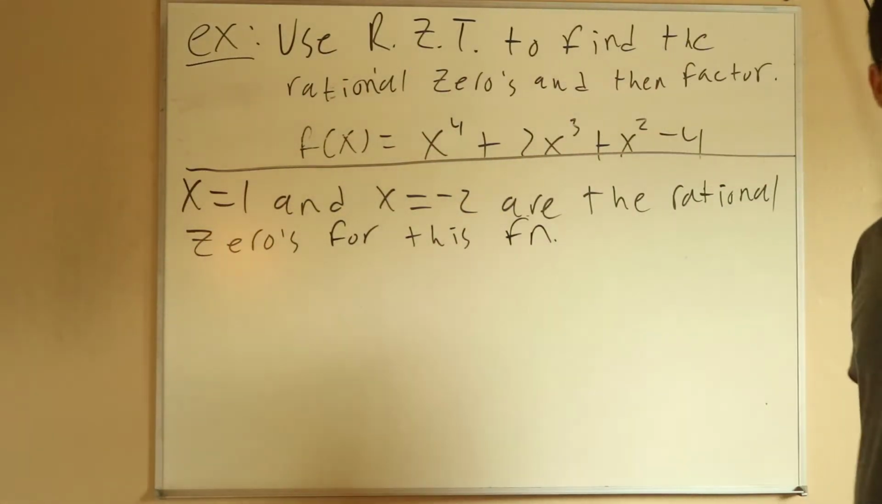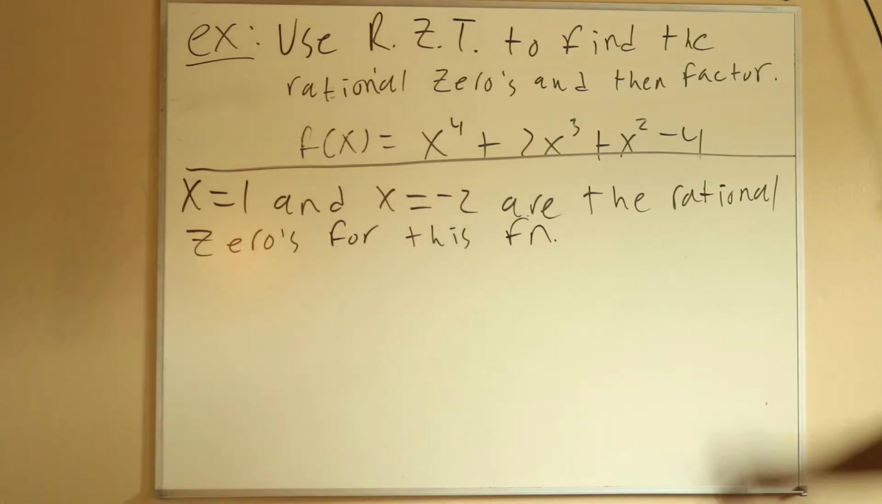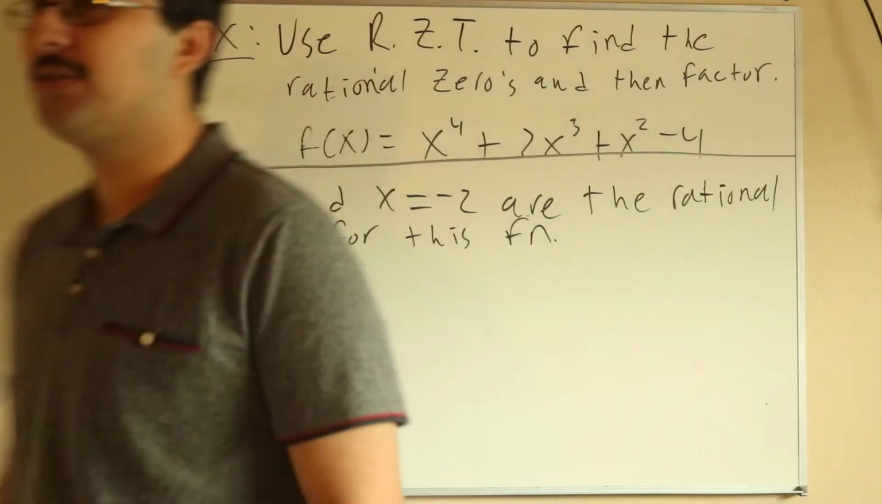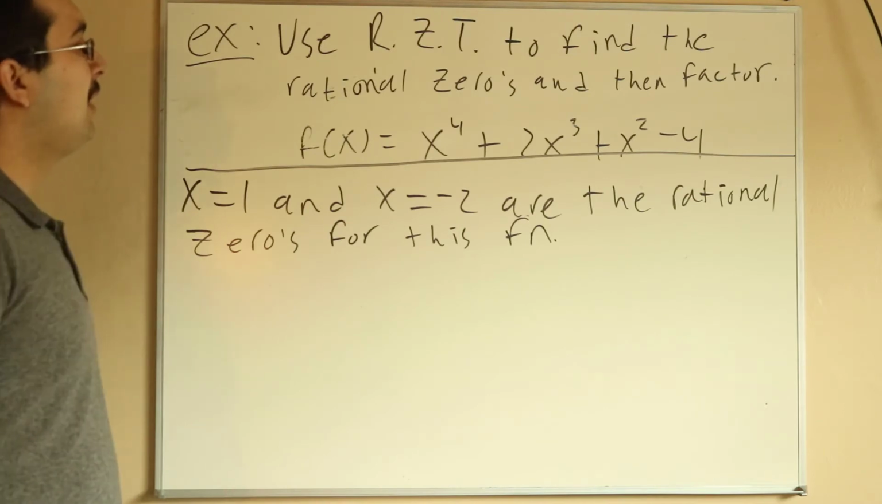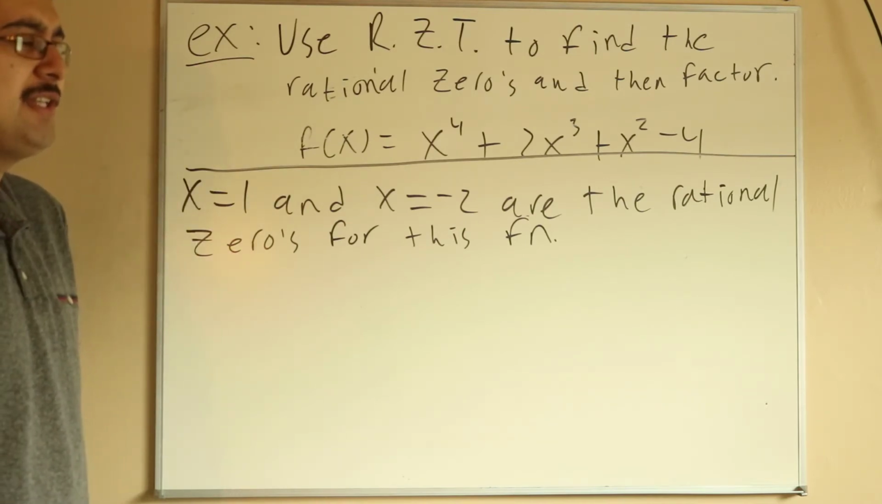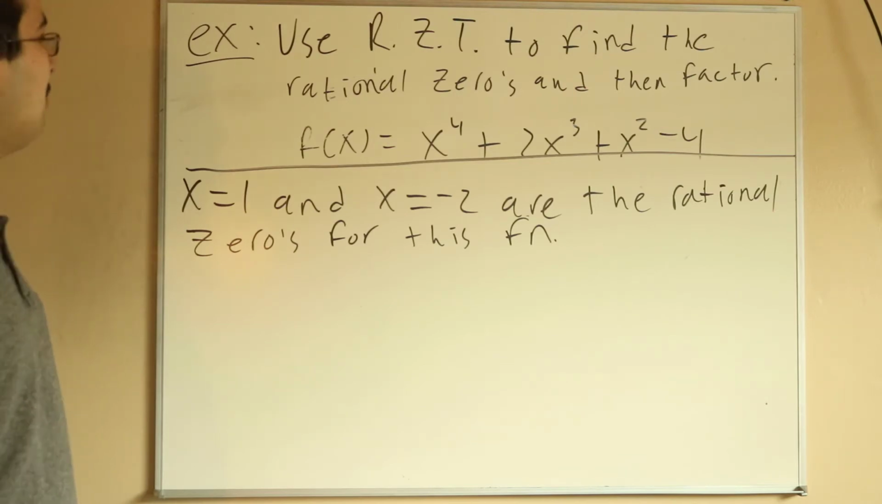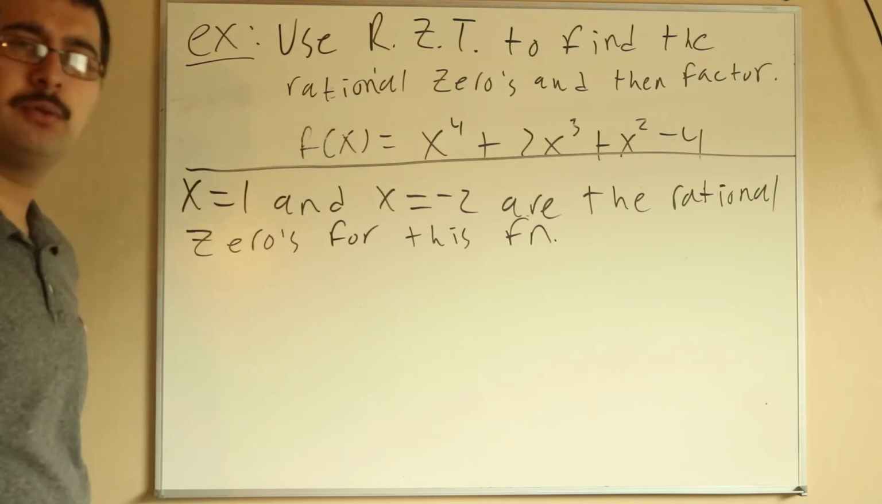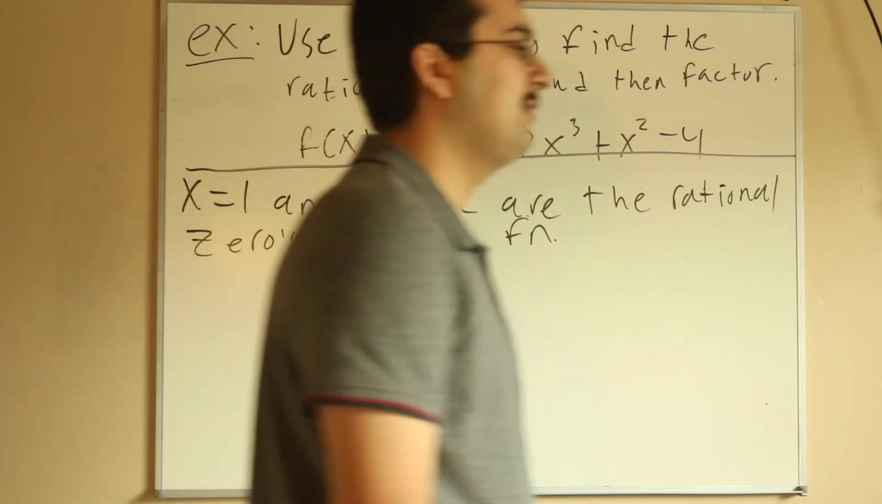Beautiful, right? So I've identified these 2 as being the rational zeros. However, that's only half our problem, because the second half of our problem now wants us to factor. Well, the question stands is, how do I possibly factor this 4th order polynomial? We haven't really talked about stuff like this before.